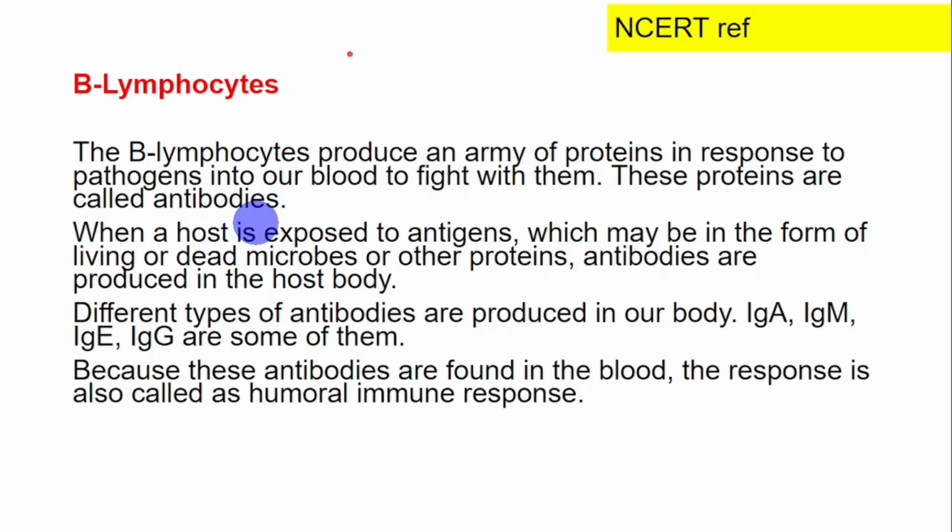Antibodies are Y-shaped structure. So this will be the heavy chain and these two will be light chain. So this is a region which binds to the antigen. Okay, so since there are so many antigens, this region of antibody will differ. Each antibody will have a unique antigen binding site, but this region is called constant region.